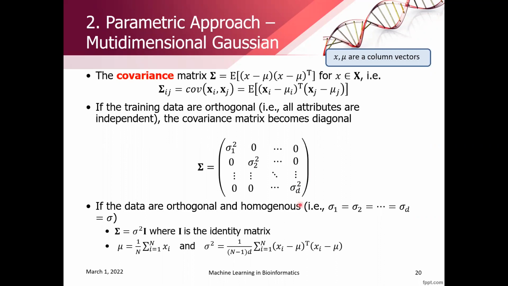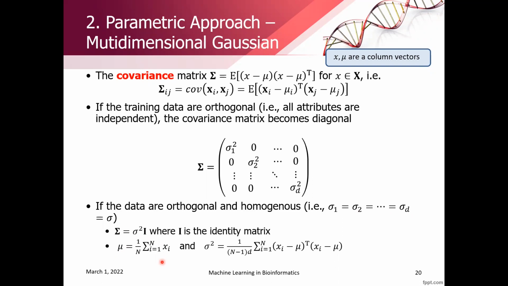And even further, if the data are orthogonal, so the dimensions are independent, and homogeneous. Homogeneous means that the standard deviation in each dimension is the same. So sigma 1 till sigma d is the same sigma. Then we can write the covariance matrix even simpler. It's sigma squared times identity, and then of course the computations will be even simpler.